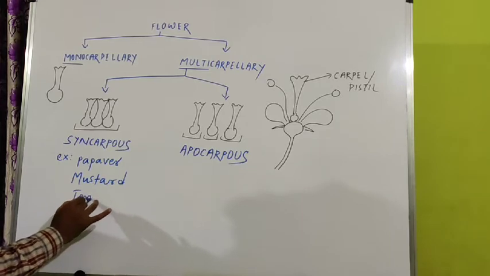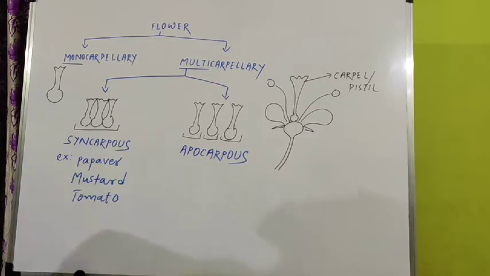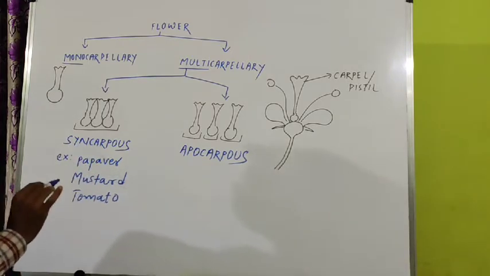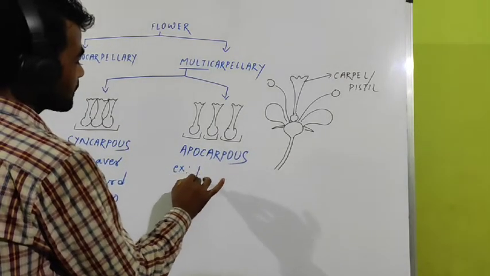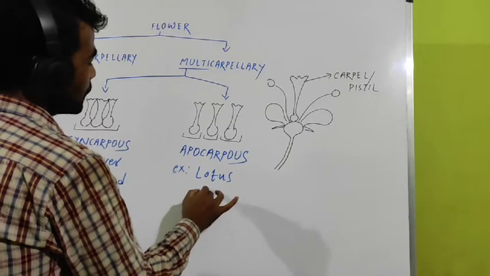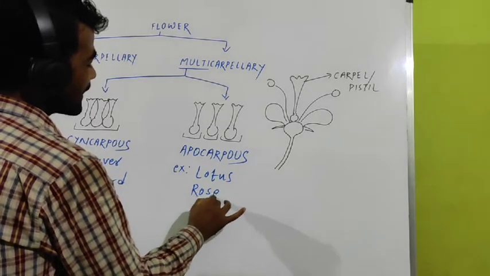another is tomato. And how to remember these examples I will tell you, but in the offline class, not in this class. Okay, so here you have to only listen. The formula I will not tell you. No formula will be given in the online class. So syncarpous: Papaver, mustard, tomato. But if you come to apocarpous, examples of apocarpous are lotus, rose and Michelia.